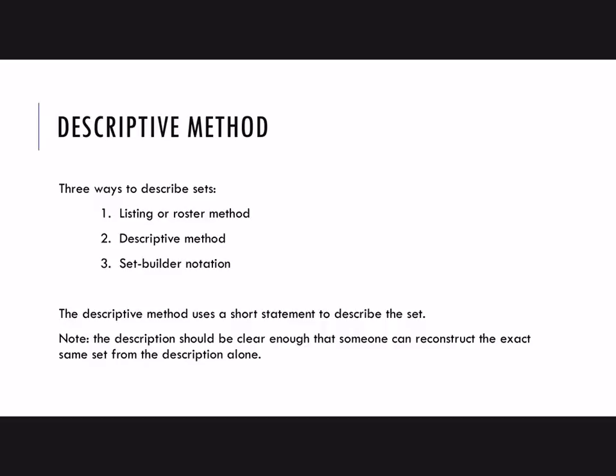Alright, so we have 3 ways to describe sets. We've talked about the listing method, and next is the descriptive method. This is a verbal way of describing the set, and it uses a short statement that needs to be clear enough so that somebody can reconstruct that exact same set from your description alone. So you need to be very clear and not vague.